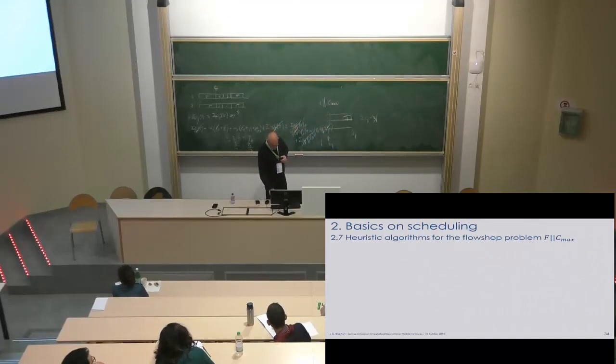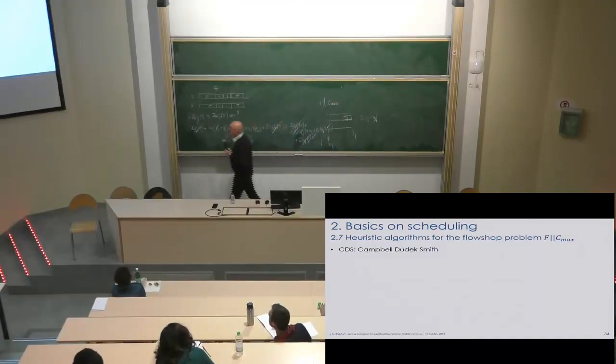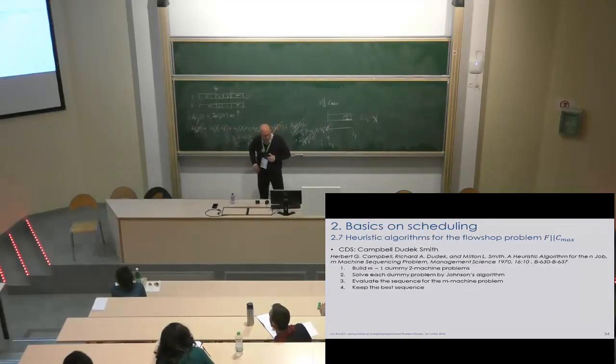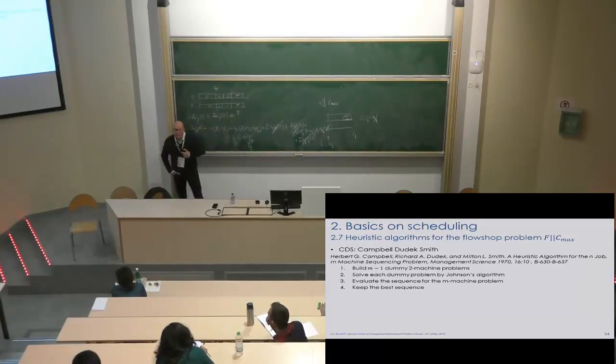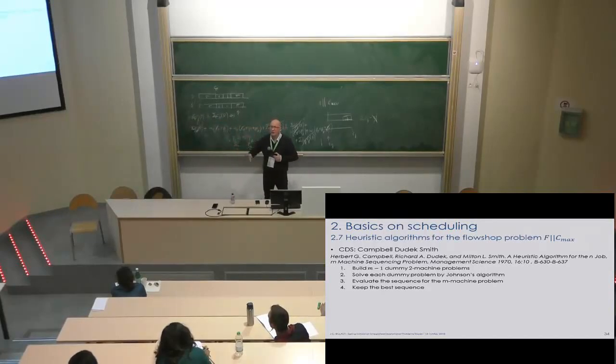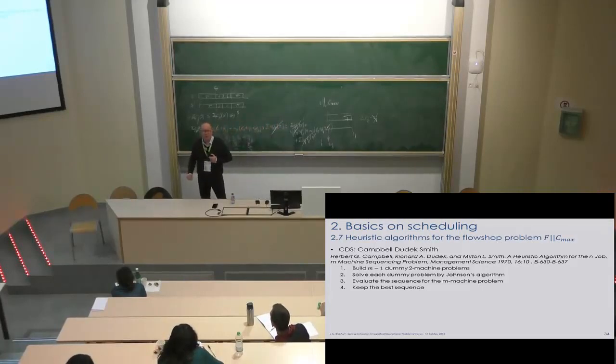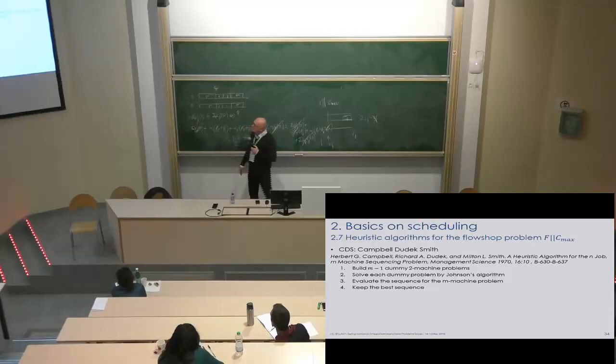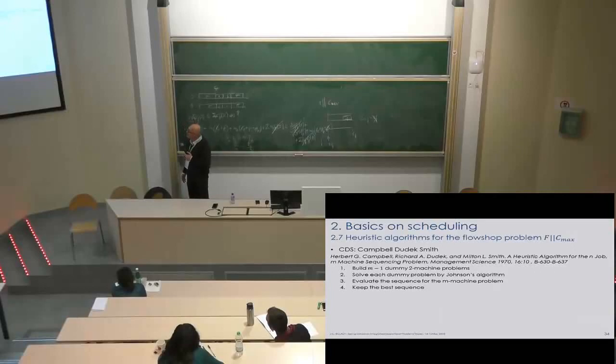Three heuristics. The first heuristic is CDS, Campbell, Dudek, Smith. It was in 1970, maybe, in Management Science. What is the idea of this heuristic? So we have an M-machine flowshop, and it's a permutation flowshop. So we want to find one permutation, and we apply this permutation on all the machines. So it's a difficult problem. So CDS builds M-1 dummy two-machine problems.